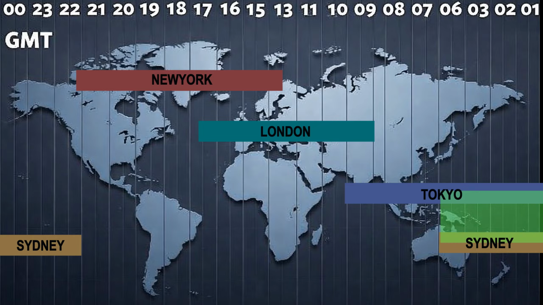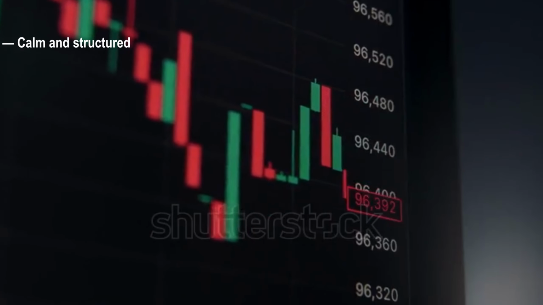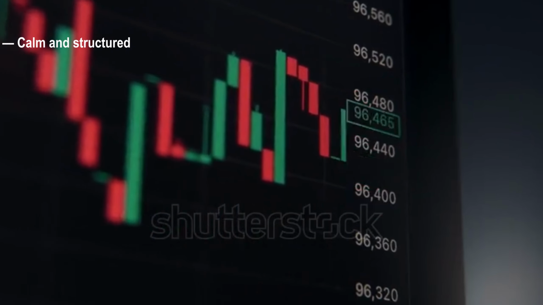Sydney-Tokyo overlap. This overlap occurs from 1 a.m. to 7 a.m. During this time, the market slowly gains momentum. Liquidity improves compared to Sydney alone, but price action remains smooth and controlled. The best pairs here involve JPY, AUD, and NZD. This overlap is calm and structured, making it perfect for beginners who want to understand market behavior and practice range trading.